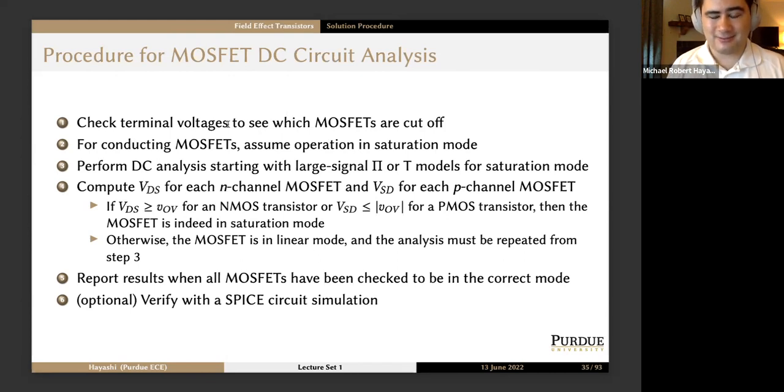If for some reason you see that VDS is less than the overdrive voltage, or similarly for a PMOS transistor, the MOSFET is in the linear mode, not saturation mode. Your analysis is null and void and must be repeated from step 3. So you have to go up to the previous step, make a new assumption about the state of your MOSFETs, the mode of operation, and do the steps again. Step 5, you report the results when all MOSFETs have been checked to be in the correct mode. And then step 6, which is optional, verify with a SPICE circuit simulation. That's the way to check your results to see if you have the correct answer.